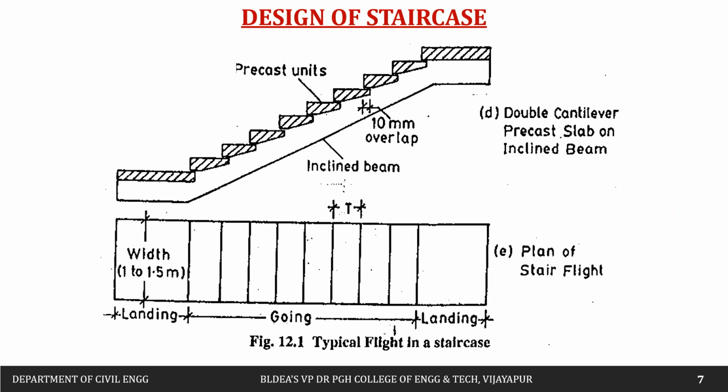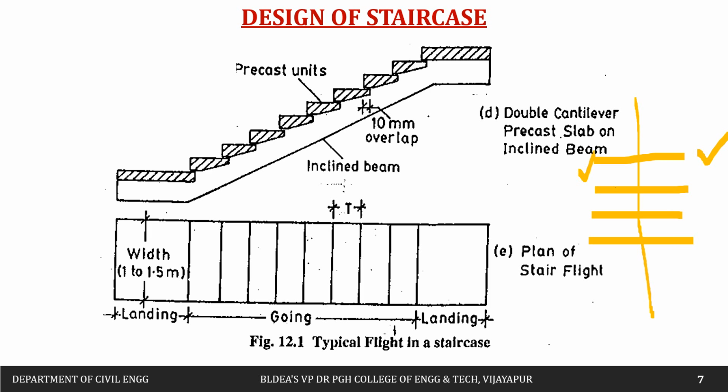Then next, the fourth one, is the double cantilever precast slab on an inclined beam. Double cantilever, as it says, for example, we have a central beam. So the tread we have will be cantilever on both the sides. This side will be free, this side also will be free. On both the sides we are going to have the cantilever, and only at the central portion we are going to have the beam.